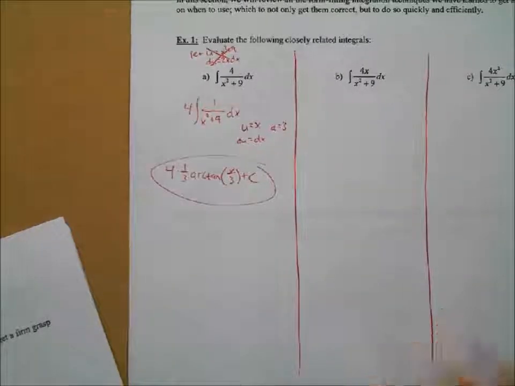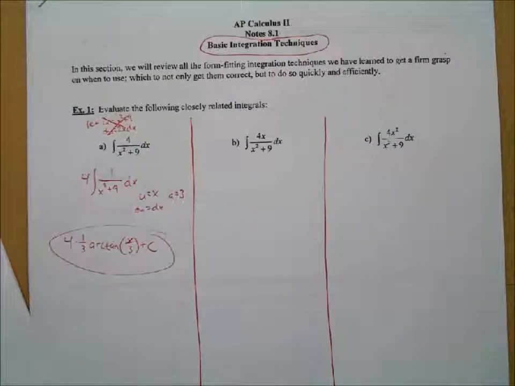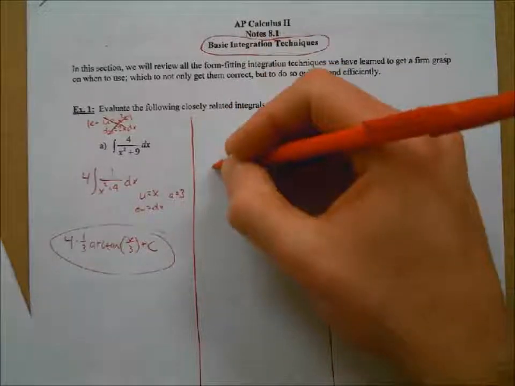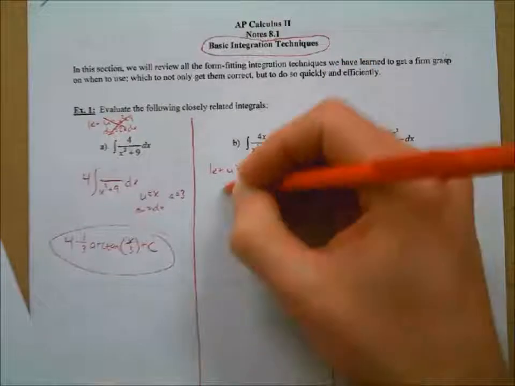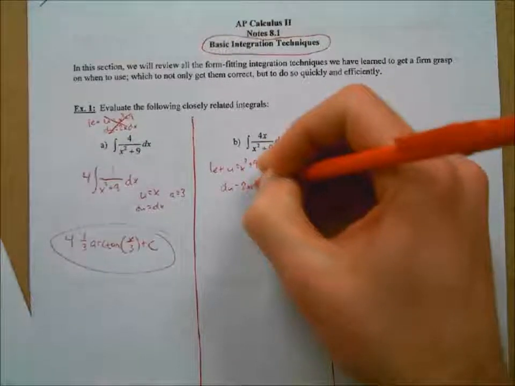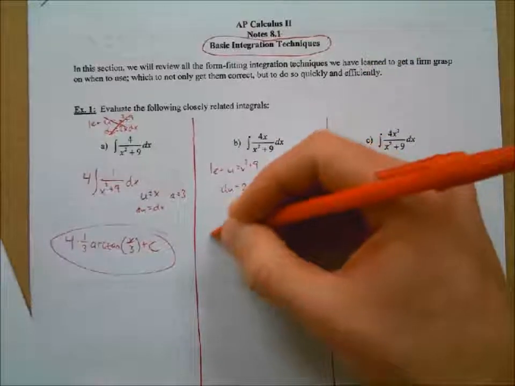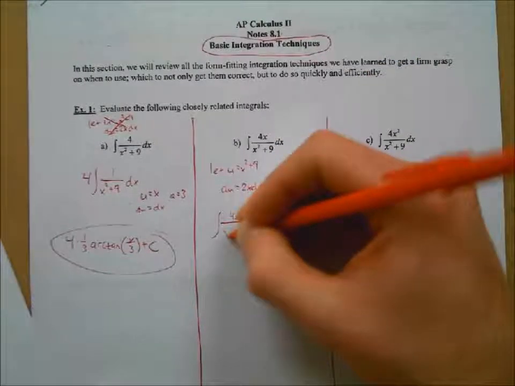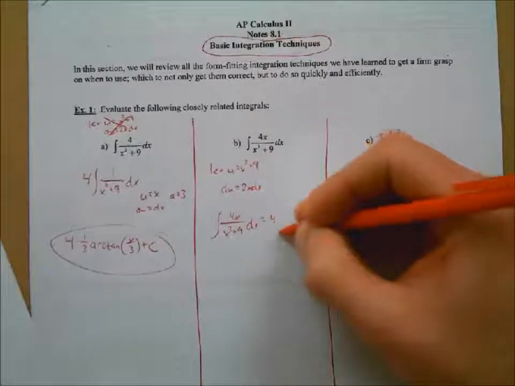All right, now let's go to letter B. And Cassie, what technique should we use here? U substitution. Very good. Okay, so now we're going to let u equal x squared plus 9. So du equals 2x dx. We've got 4x. I'm going to manipulate this a little bit here. I'm going to make this 4x over x squared plus 9 dx. I'll pull the 4 out front again and make it just x over x squared plus 9.